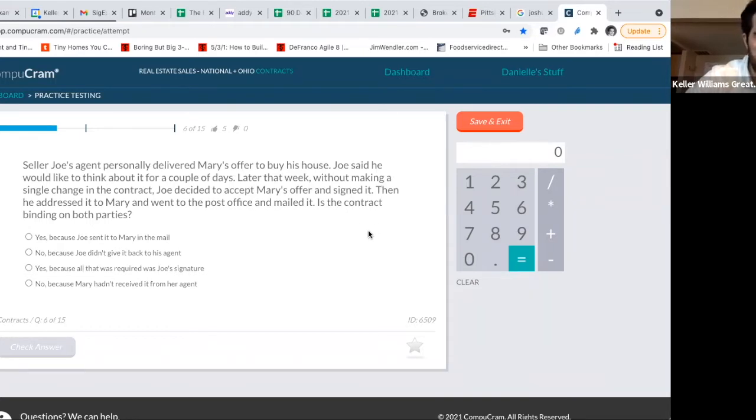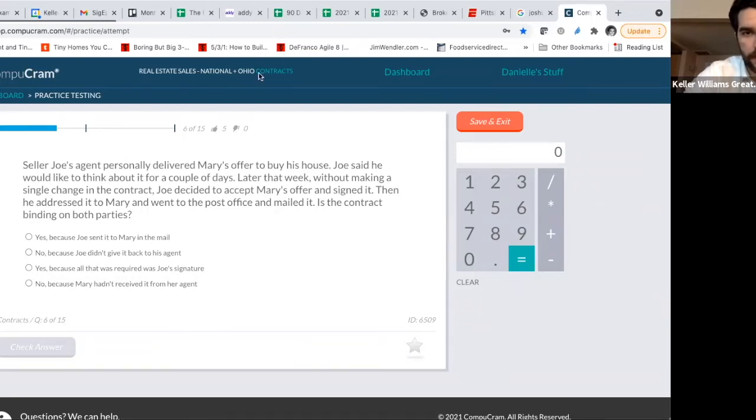A, yes, because Joe sent it to Mary in the mail. B, no, because Joe did not give it back to his agent. C, yes, because all that was required was Joe's signature. Or D, no, because Mary has not received it from her agent. What do we think here? All right, couple of A's trickling into the chat box.